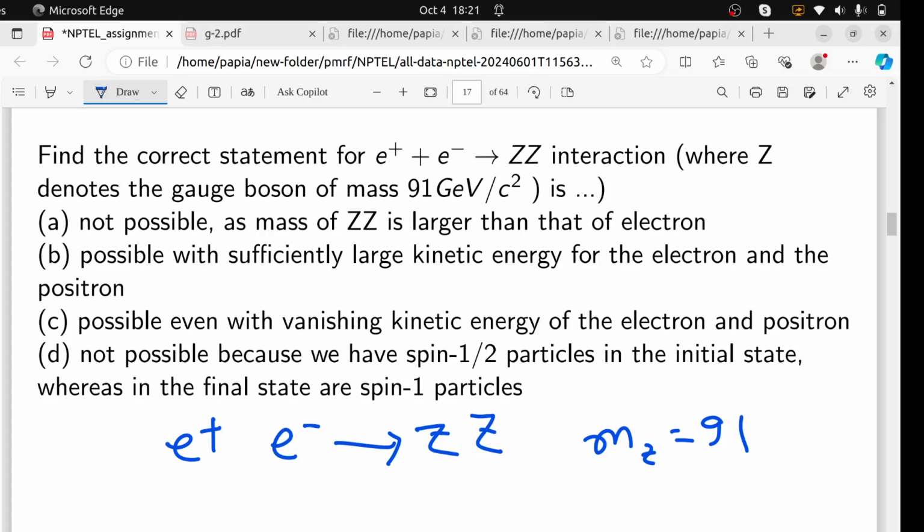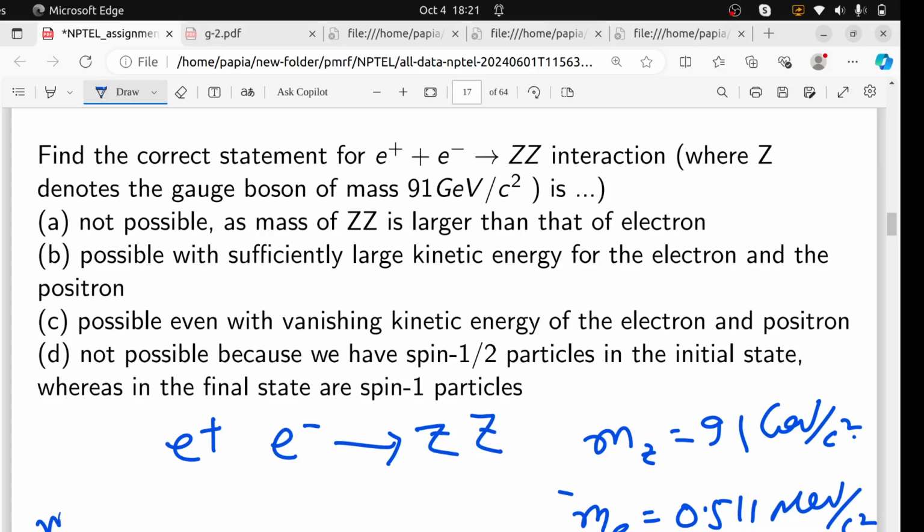I'm not writing the unit here. Okay, obviously I should write it: GeV per c square. So the mass of the electron is 0.511 MeV per c square. If I convert this to GeV per c square, it will be 0.511 times 10 to the power minus 3 GeV per c square. Okay, this is the mass of the electron or positron.